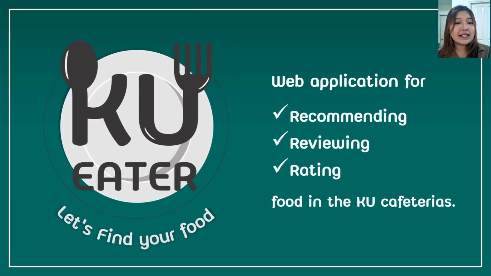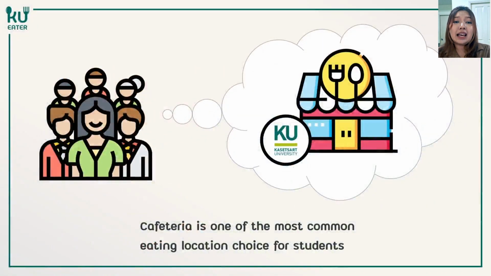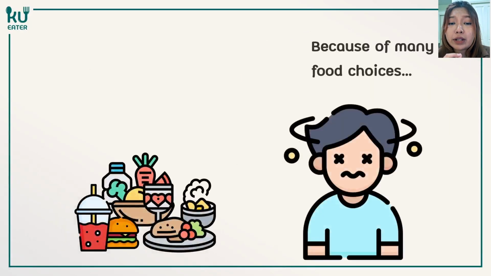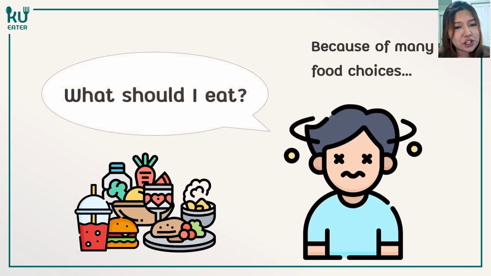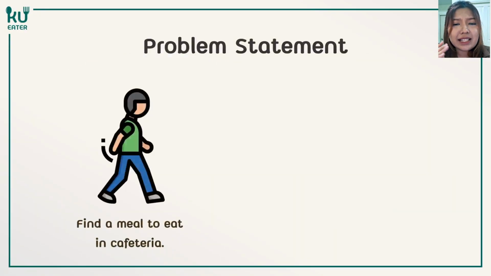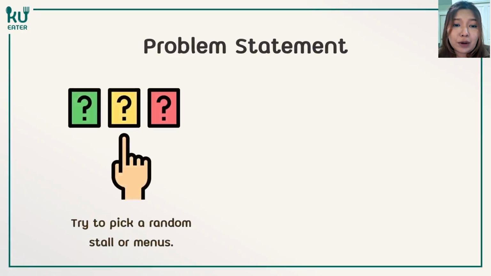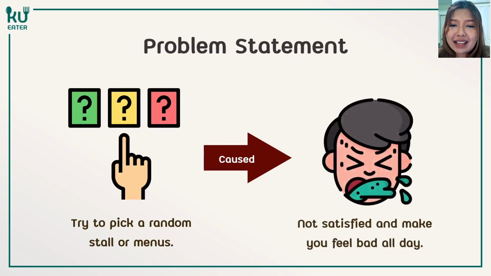The reason why we decided to do this project is because the cafeteria is one of the most common eating location choices for students. But from too many food choices, we found that many students get stuck in the situation of, what should I eat? And then they have to walk all around the cafeteria just to find one meal, which is a waste of time. But what if they pick some random store? They may not be satisfied with the meal they chose.